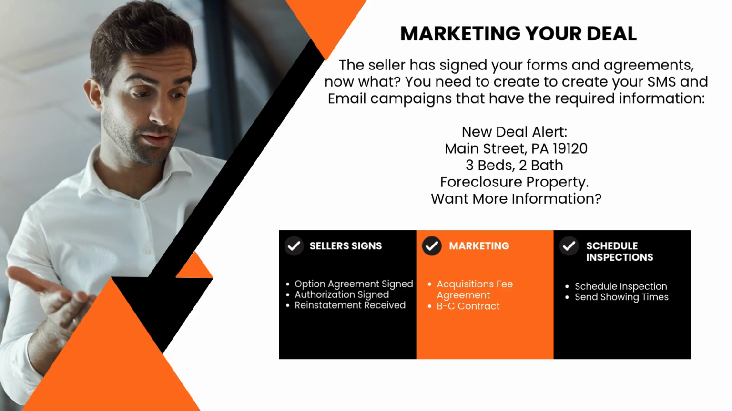Now that the seller has signed the necessary forms, the option contract is signed, your authorization to release is signed, and your reinstatement or payoff statement has been received from them, it's time to market your deal. This will include creating SMS and email templates. If you've been following the reverse wholesaling strategy, then this part will be easy and simple to execute. Your primary goal here is to market your deal and schedule inspections with interested buyers.